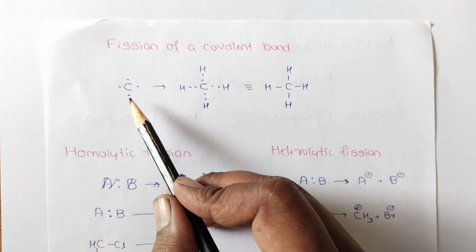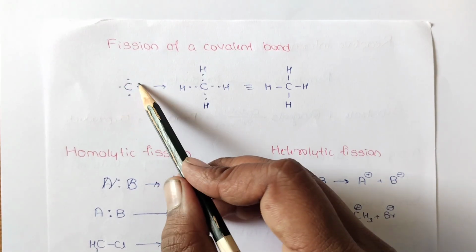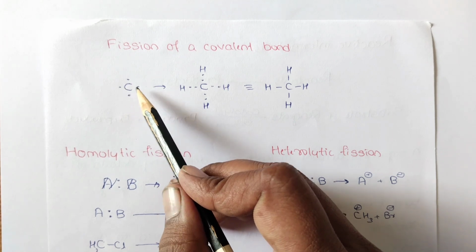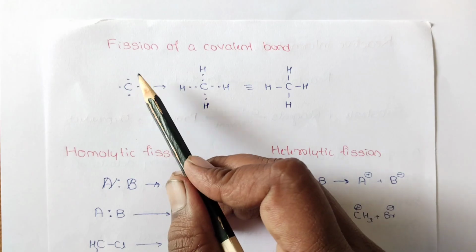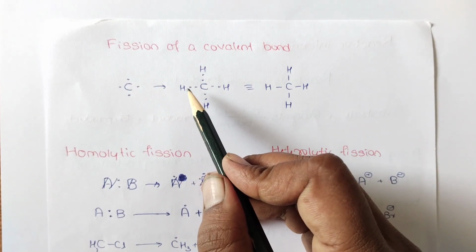Here we know the fission of a covalent bond. Carbon has 4 free electrons in the outermost orbital, so the valence of carbon is 4, and it can make 4 bonds with other atoms. A covalent bond is a sharing of electron pairs.